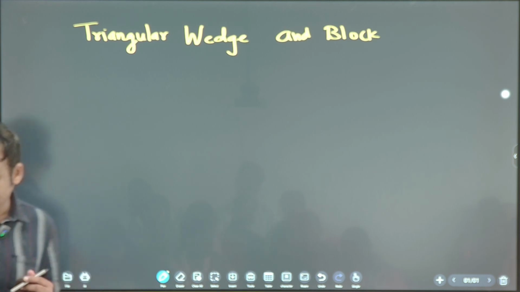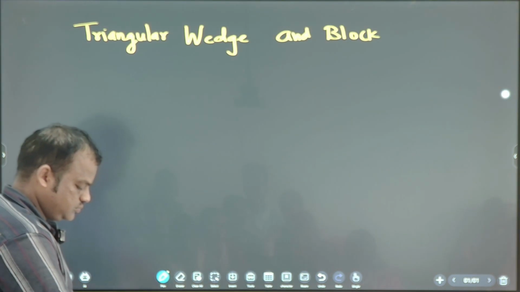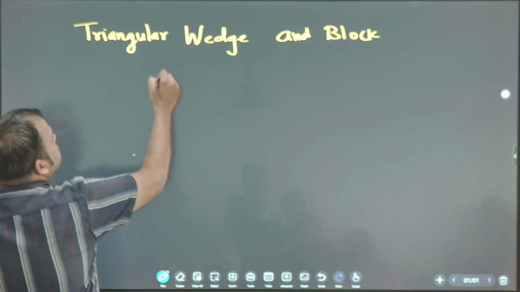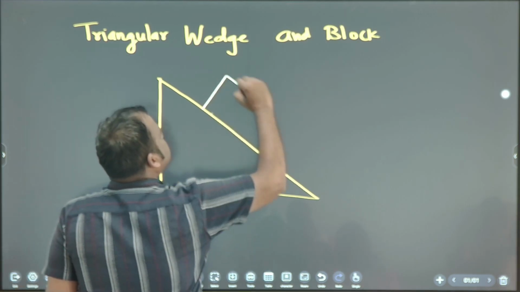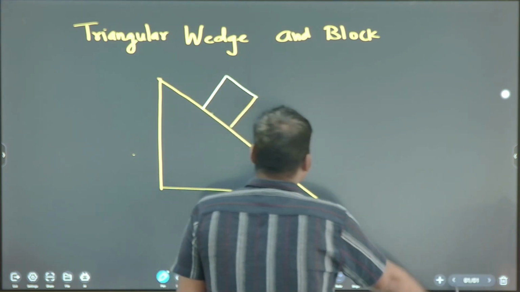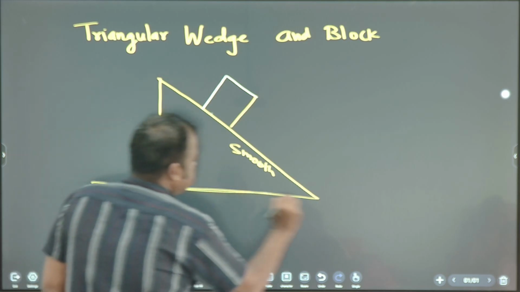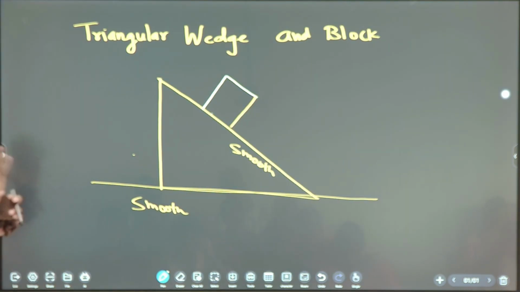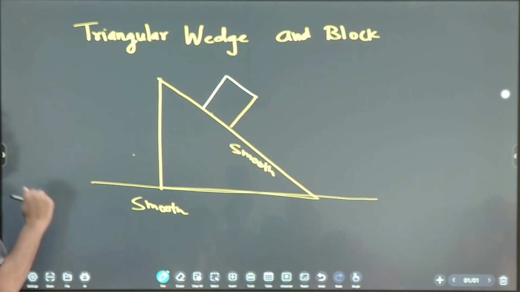Like for example, this triangular wedge is like this, and you keep the block here. And all the surfaces are smooth. So here also it is a smooth surface. Actually, this topic is a little bit high level, but still we have to do it. It will make your concepts more clear.